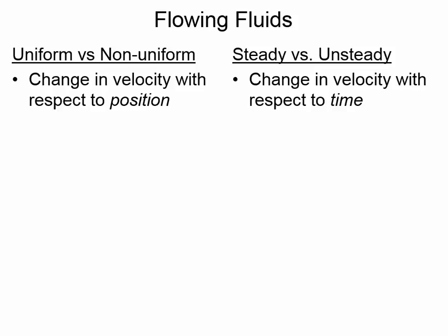So if we're comparing what these two different types of categories define, the key difference between uniform and non-uniform is how velocity is changing with respect to position, whereas steady versus unsteady is all about time.